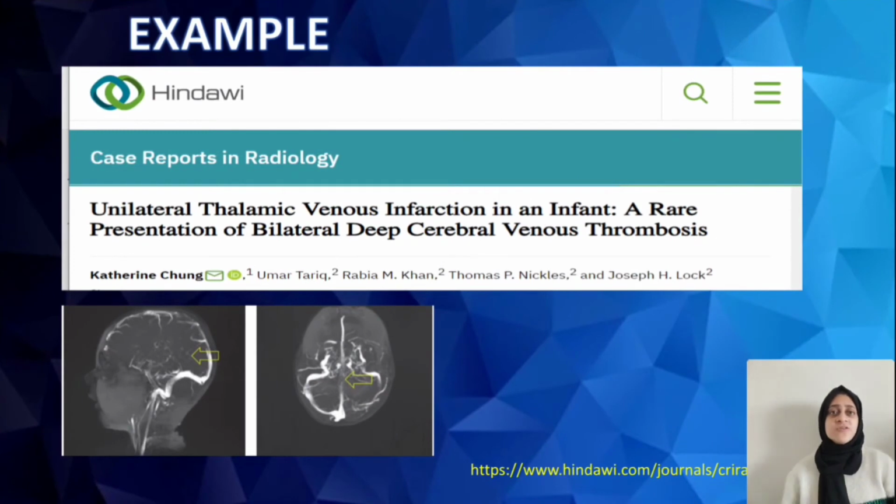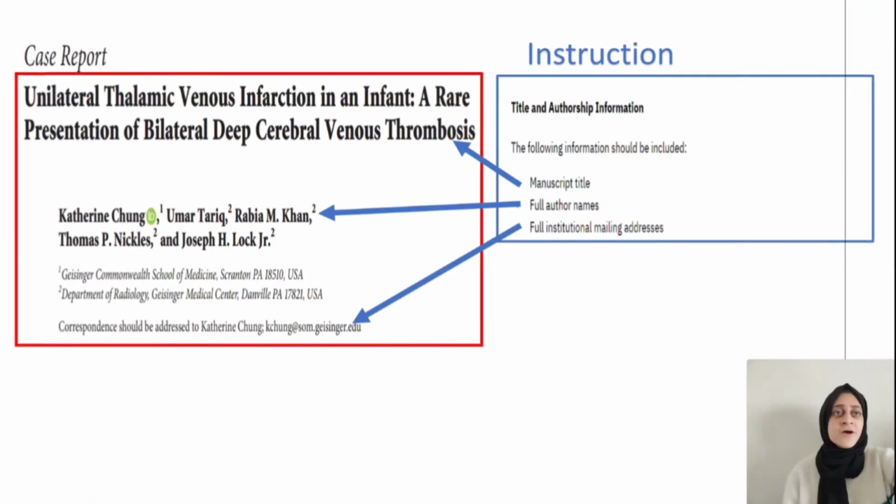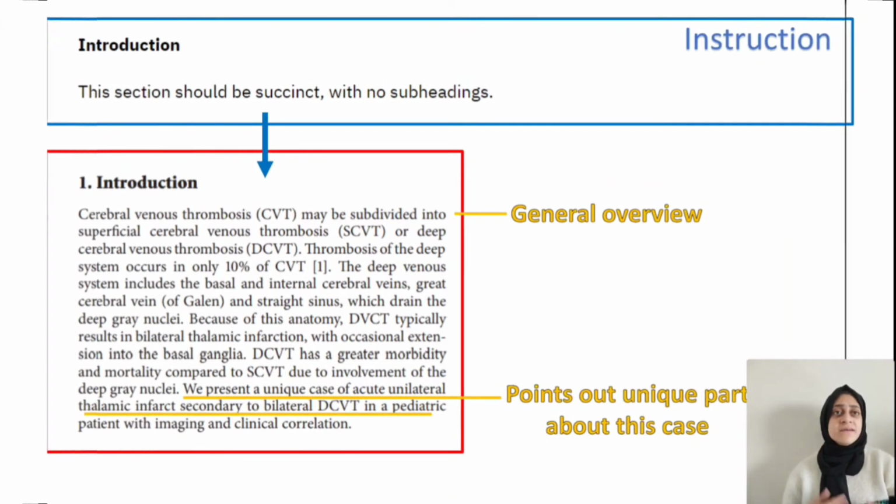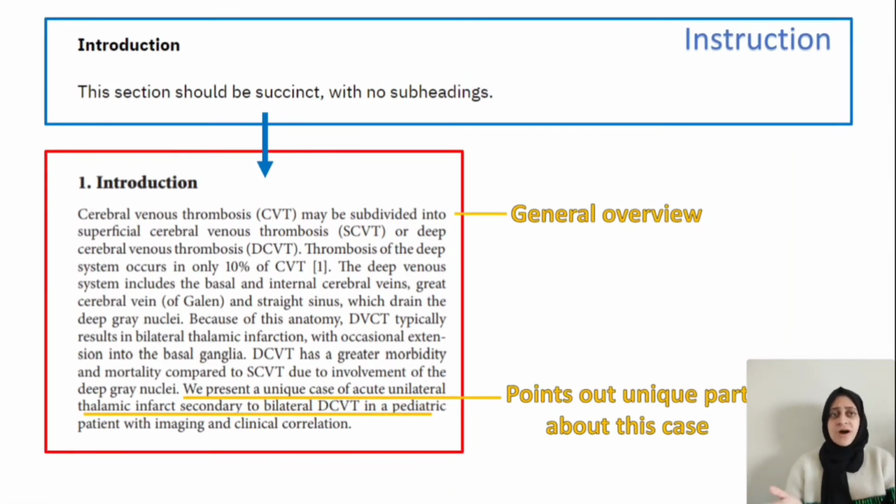Right, so now we're going to look at an example of a case report, a unilateral thalamic infarct. A unilateral thalamic infarct is a rare presentation. Usually it's bilateral. Now, the instructions of the journal say that the title needs to include the manuscript title, and they have done that. Full author names are present as well, and the full institutional mailing address has been given too. Now, in the introduction section, they wanted no subheadings and to be precise. That instruction has been very well followed by this article.